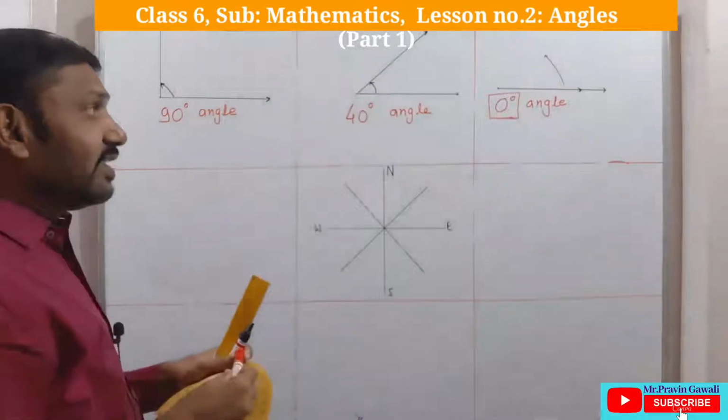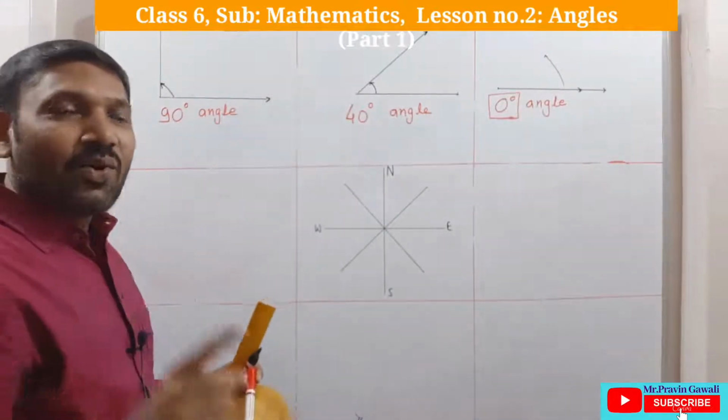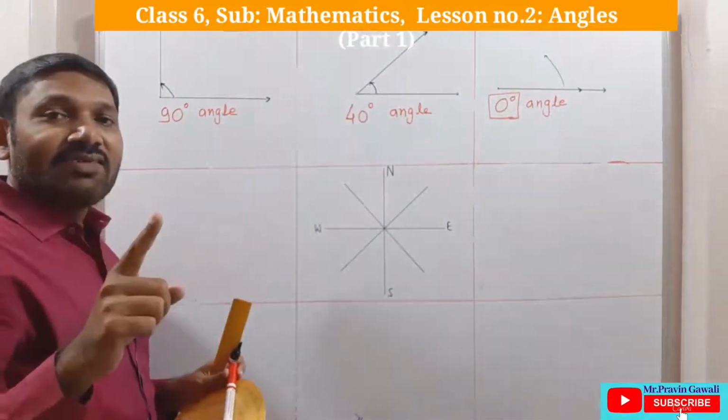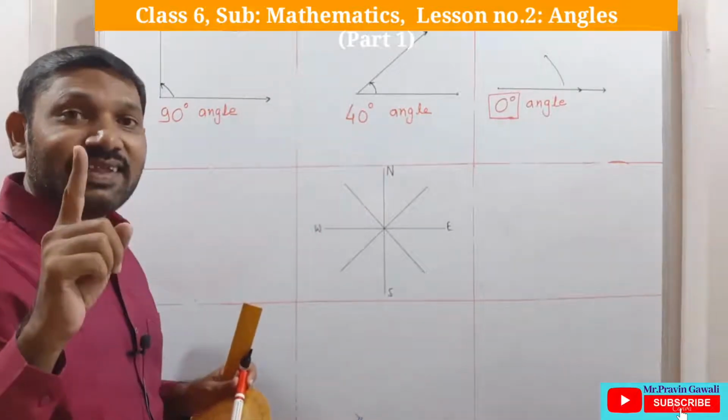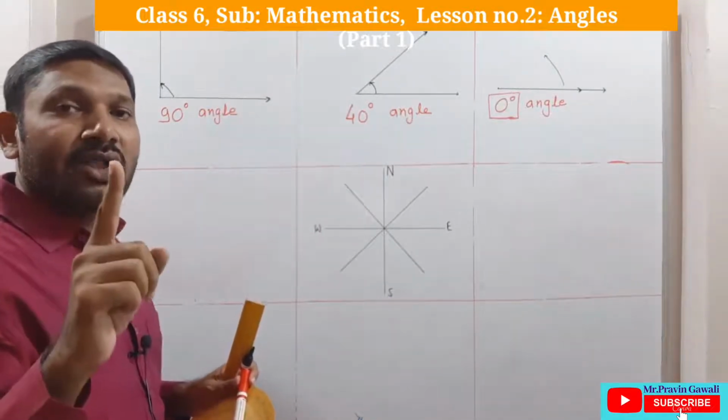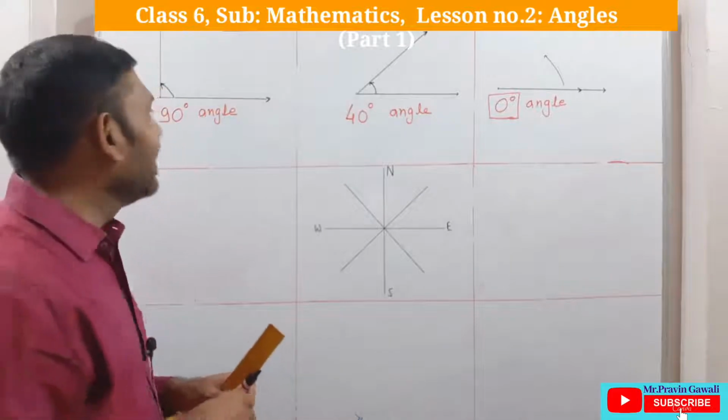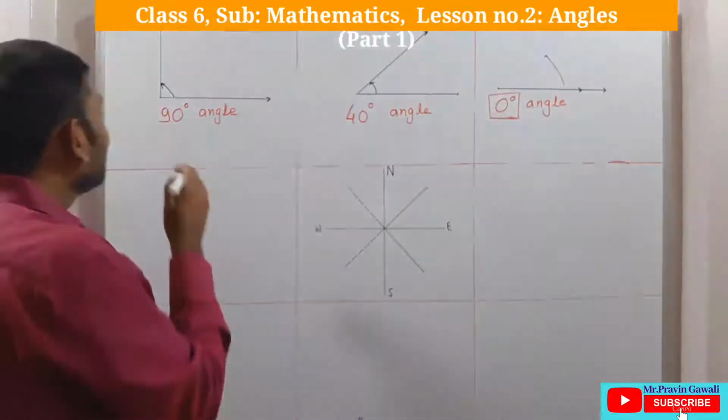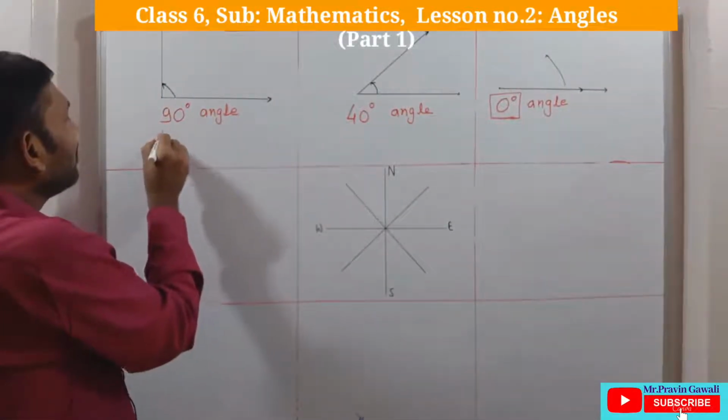It is a 90 degree angle, and we better know the angle which measures 90 degrees is called what? Right angle. It is called right angle, or it is known as right angle.